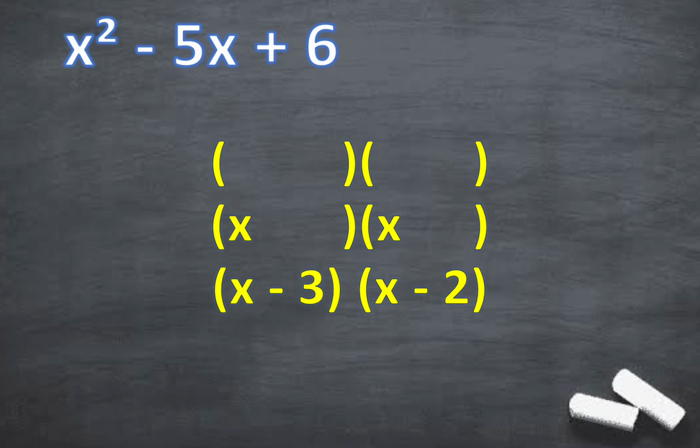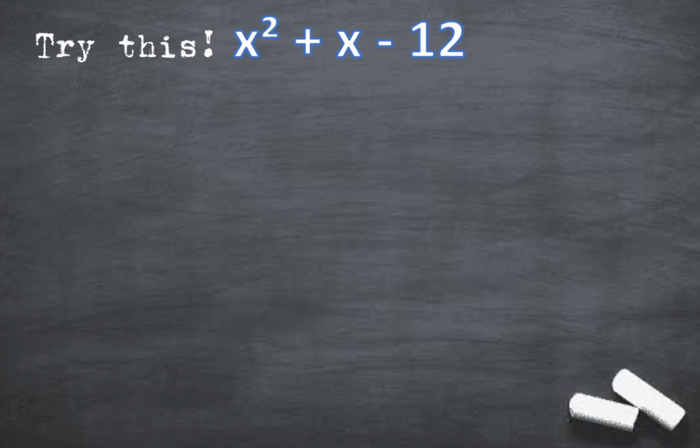Another example. We factor x squared minus 5x plus 6. For the solution, we draw first 2 parentheses, and then we identify the first term, which is x squared. So what are the factors of x squared? We have x, and then we identify the last term, which is 6. We think of 2 numbers that if we multiply, we will get positive 6, and if we add, we will get negative 5. So we have negative 3 and negative 2, and that will be our final answer. Now you try this. Factor x squared plus x minus 12.